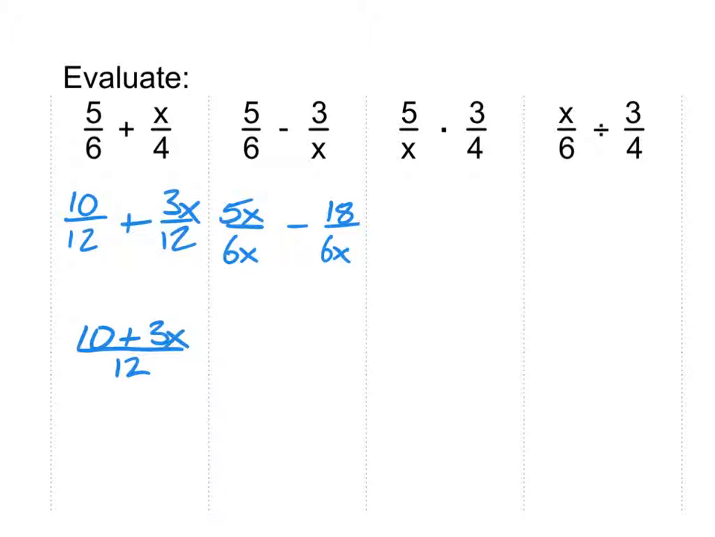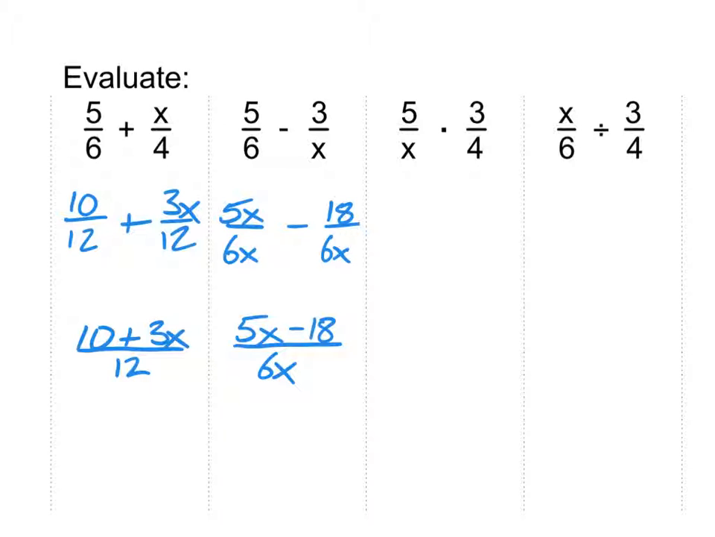I have my common denominators. So now I can go ahead and do the subtraction. Remember, when doing that subtraction, the denominator stays the same. And on the top, I got 5x minus 18. They're not like terms, so I'm just going to go ahead and leave it as 5x minus 18. And you're done. Nothing else can be done there, because you notice there's nothing I can reduce these fractions by.